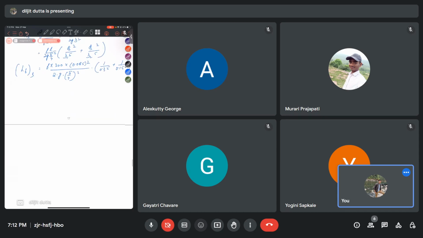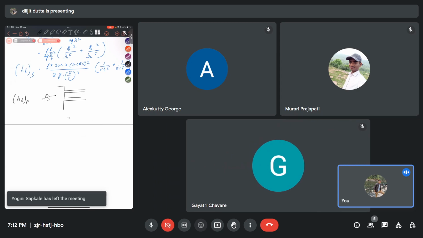Now HF in parallel. In this case, the two pipes are connected in parallel. The total Q that will be coming here will be diverging into two parts, one will be Q1 and the other will be Q2. So the total Q will be divided into the two sections. So capital Q is equal to Q1 plus Q2.